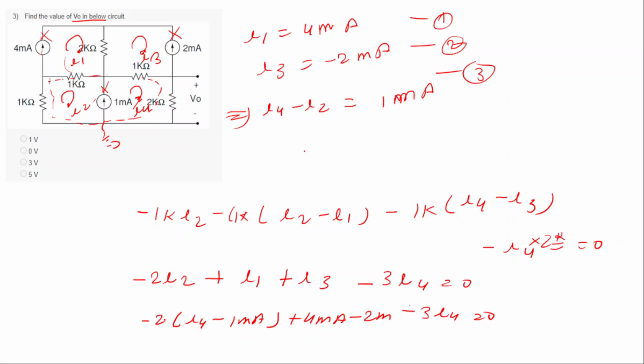So now this becomes minus 2 times I4 plus 2 milliampere plus 4 milliampere, minus 2 milliampere, minus 3 times I4 equals 0.